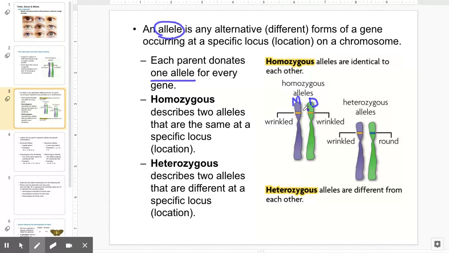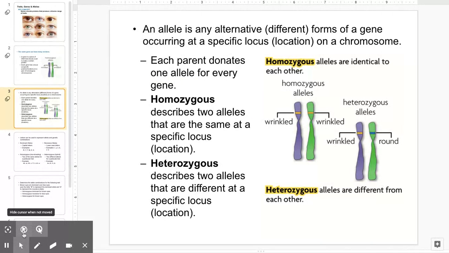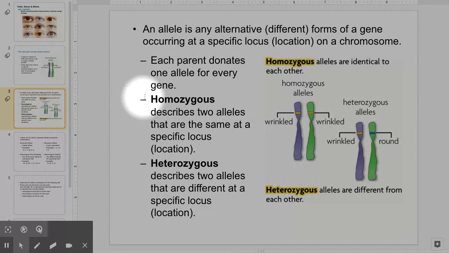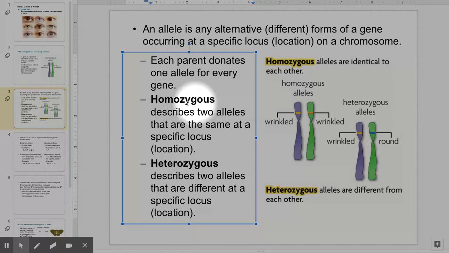So for a given gene, you have two copies, one from mom and one from dad. And that goes for every gene. And again, those genes give you your traits and characteristics. So the alleles are just different forms of the gene. And we can use our genetics vocabulary to describe those alleles.